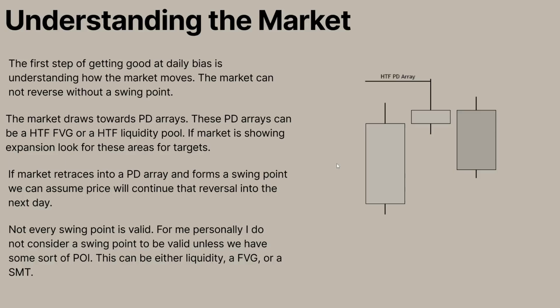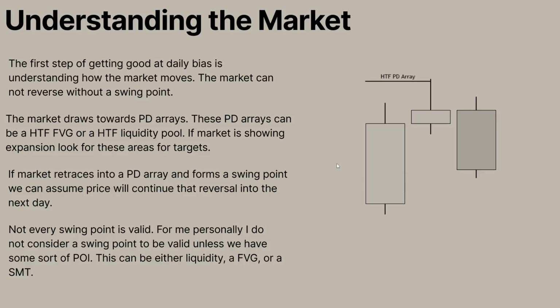So understanding the market, okay? So the next step of getting good at daily bias is you need to understand how the market moves. So first of all, the market cannot reverse without a swing point, okay? Secondly, the market draws towards PD arrays. The PD array can be a high time frame fair value gap, a high time frame liquidity pool, whatever you really look for. Because if the market is expanding, there is a target for the market.